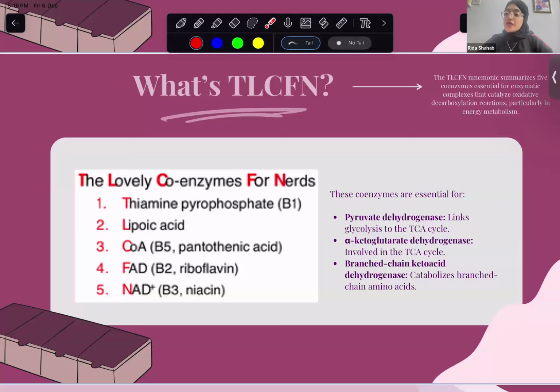Now, what's the lovely coenzymes for nerds? This is a mnemonic that Dr. Hannah has passed down to several batches, and learn this like your last name because this is really important and it's going to be really beneficial for you. The lovely coenzymes for nerds is a mnemonic for coenzymes that are required for these enzymes to work. These three enzymes that you see here require these five coenzymes to be working in their processes.